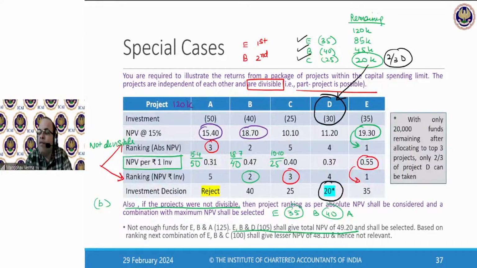So you don't have enough funds for the best combination, but you have good funds for the next best combination. The difference here, for everyone, is that if the projects are divisible, you have to select based on the NPV per rupee invested. If the projects are non-divisible, you have to simply select based on the ranking of the NPV, guys. I hope the illustration is completely clear to everyone.